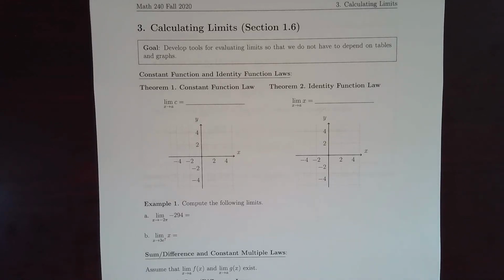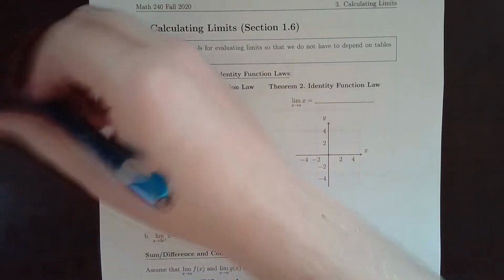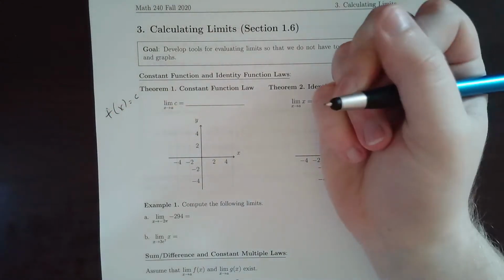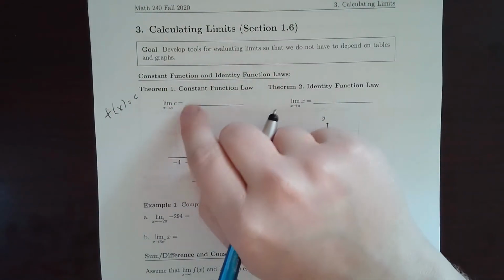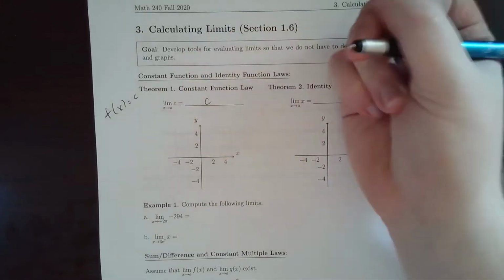So now we're going to start taking a look at how we can use some laws for calculating limits. There are some things that we can know about limits that are going to be very easy for us. If we've got a constant function, say f of x equals c, then the limit as x approaches a of that constant function is just going to be that constant.